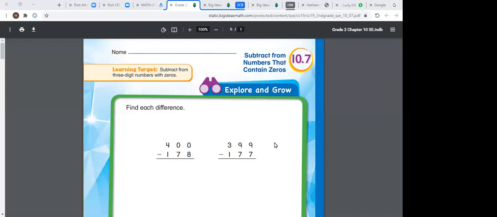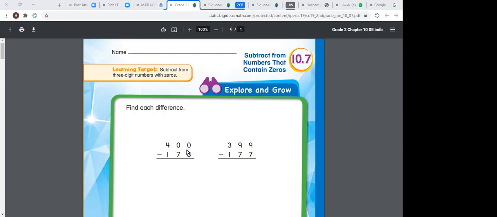Our today's lesson, grade 2, is lesson number 7, chapter 10. Subtract from numbers that contain zeros. Okay, so we want to subtract from numbers that contain zeros. Like this. Can you see here we have 400 minus 178. We have here a number that contains 0. We want to subtract 178 from a number that contains 0. How can we get the answer?